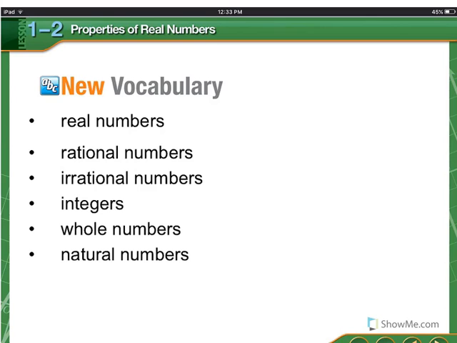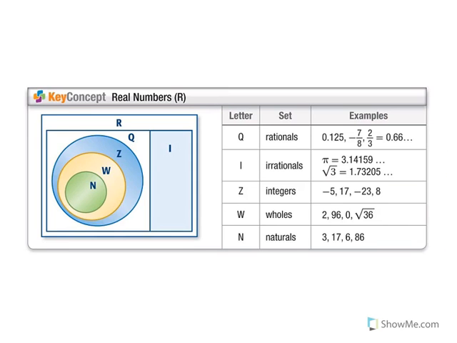Now for the new stuff. Our new vocabulary will be real numbers, rational numbers, irrational numbers, integers, whole numbers, and natural numbers. Okay? These are all categories. If we look at the first category, we have rational numbers. Okay? This is denoted by a Q. Rational numbers are any decimal that terminate, meaning they end, and can be written as a fraction.